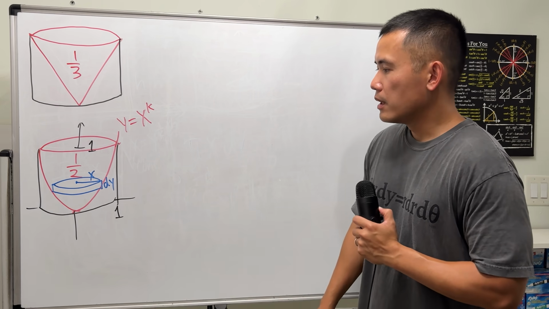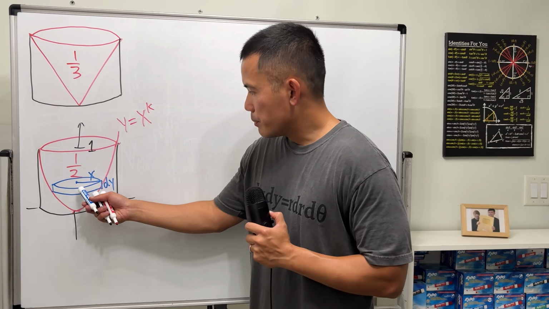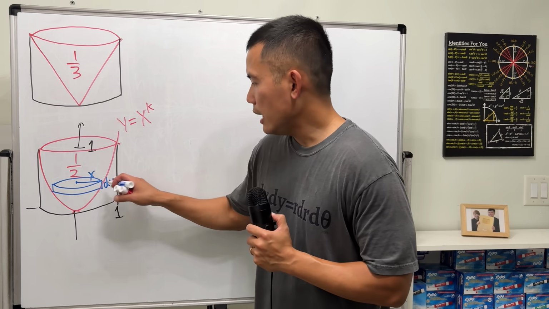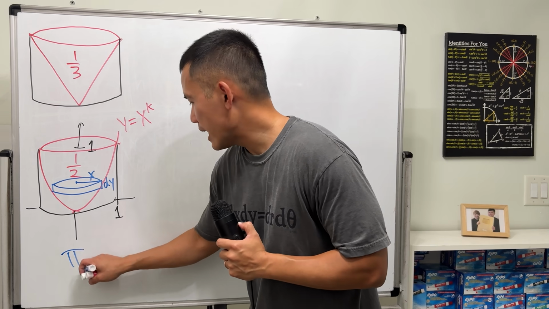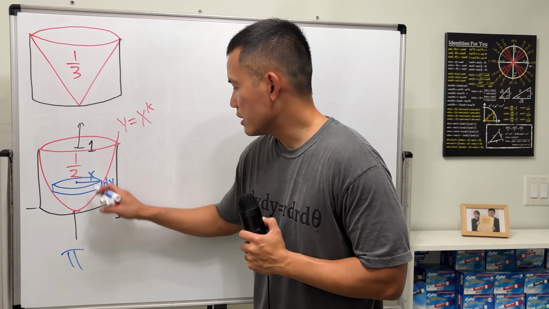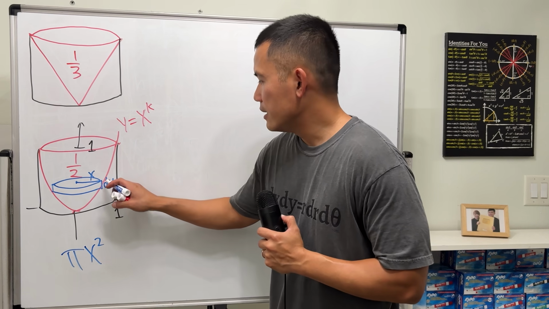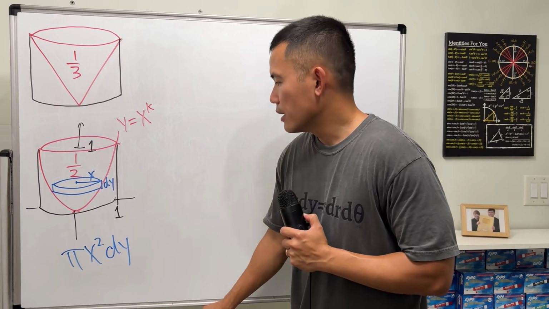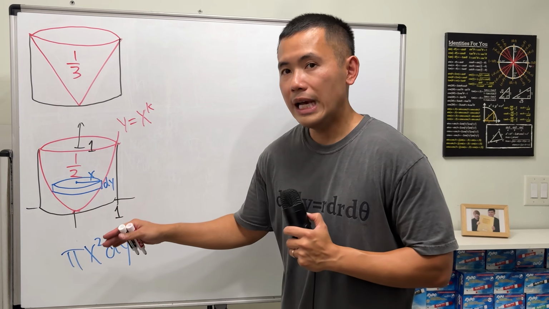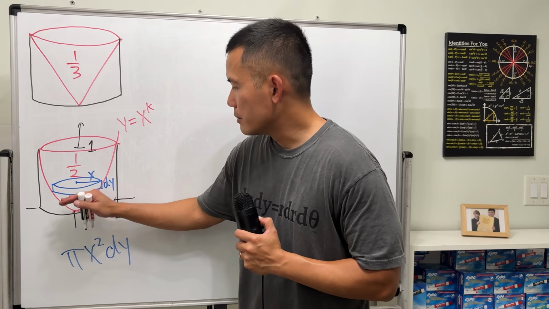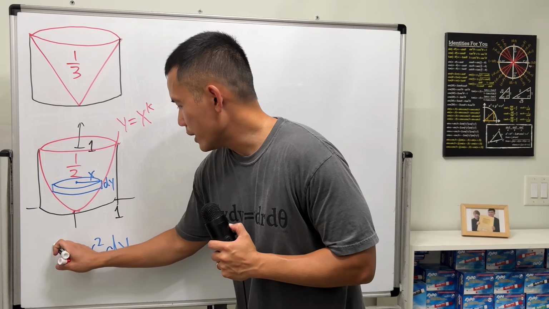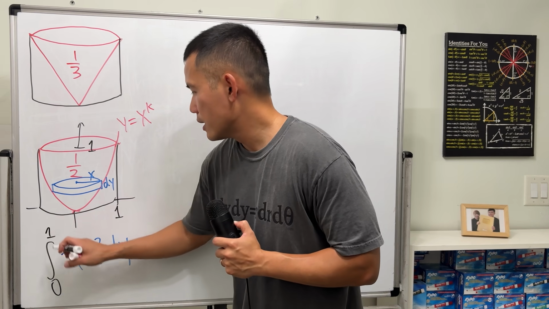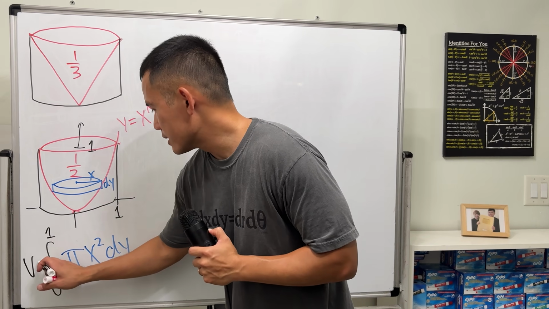Much better. Now, the blue disk has the volume pi r squared h. Pi is pi, the radius r is the x here, so it's x squared, and the height is the thickness here, which is dy. This right here is just one disk though. We have to add up all the disks from the bottom to the top, and we will integrate it from 0 to 1. And this is the volume that we want.